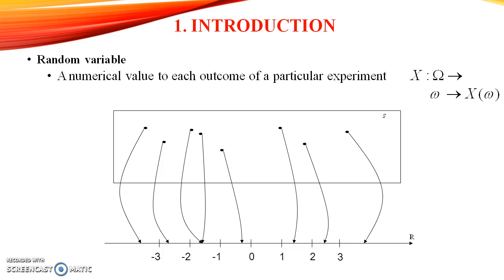Then, introduction. What is meant by a random variable? In set theory, we are finding the outcomes of the experiment. There are only variables there, but a random variable means assigning a numerical value to the outcomes of a particular experiment. Here we are applying a real number to the outcomes of a random experiment.